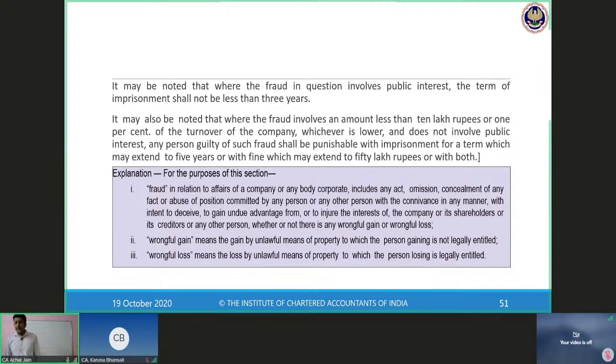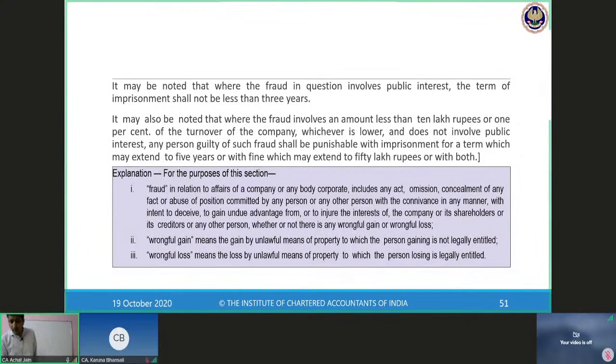It may be noted that where the fraud in question involves public interest, the term of imprisonment shall not be less than 3 years, because the idea is to protect the interests of the public always.